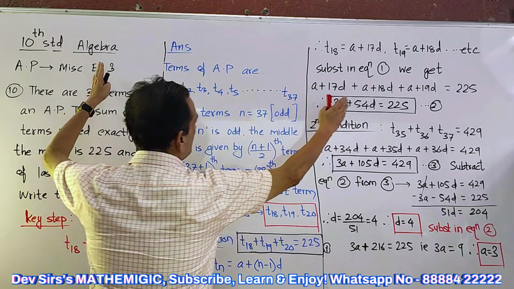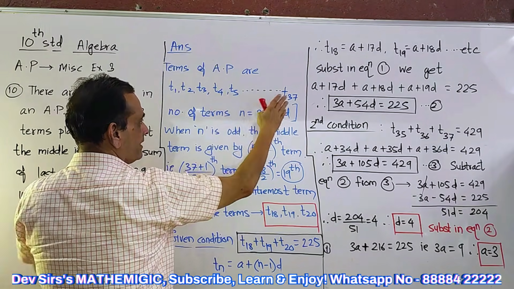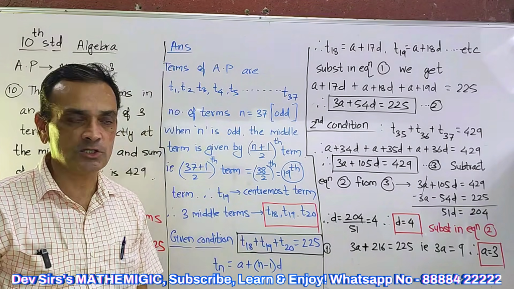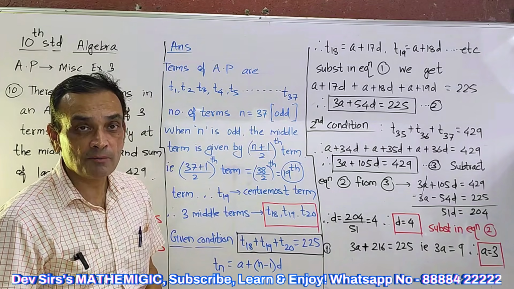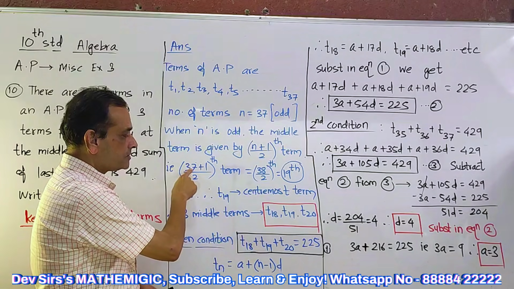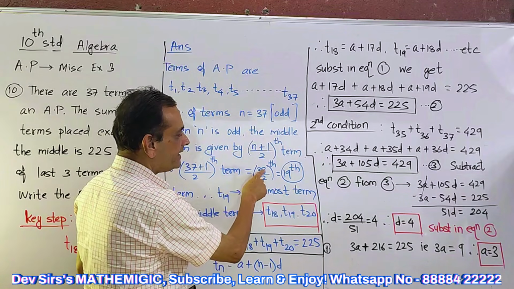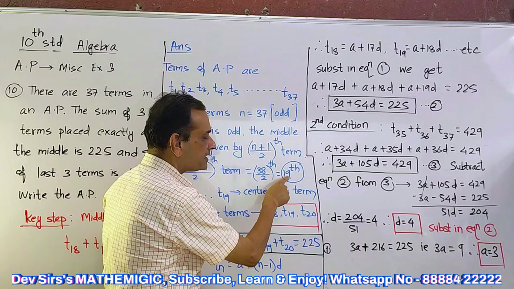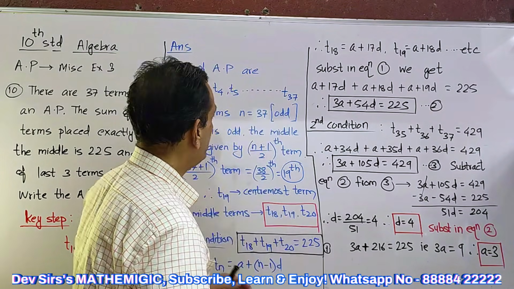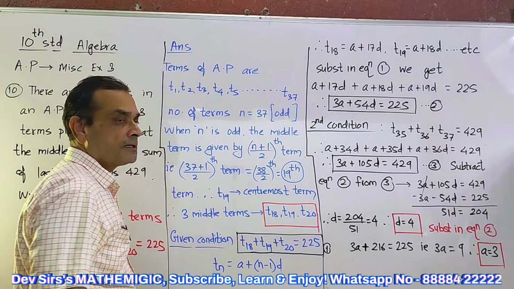Observe. T1 to T37, big AP. Middle term चाहिए. Okay? I couldn't write all these terms. No need also. Just imagine. So that middle term is given by the formula n plus 1 upon 2. N क्या है? 37. So 37 plus 1 upon 2th term. 37 plus 1 is 38. 38 upon 2th term, which is the 19th term. So the middle term is given by the 19th term. यानी T1 to T37 की middle term है, that is the 19th term.